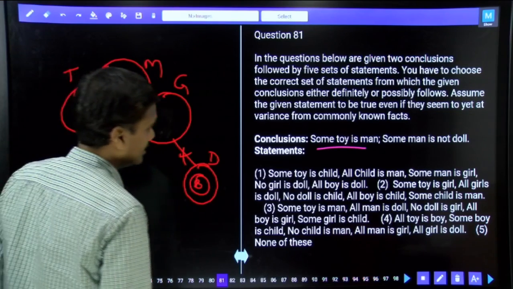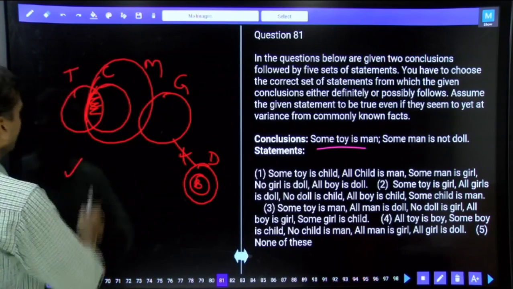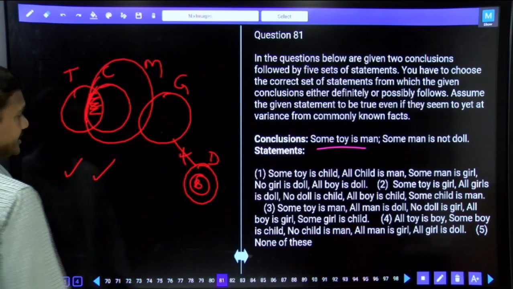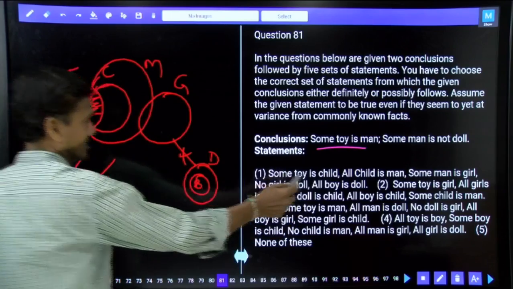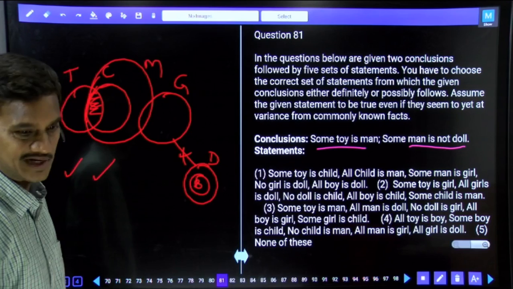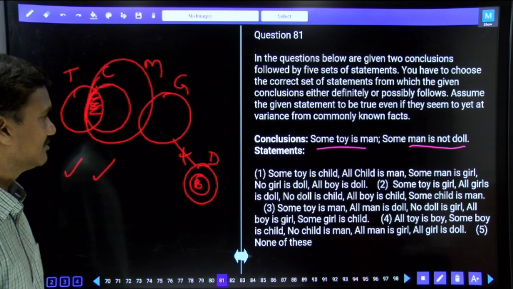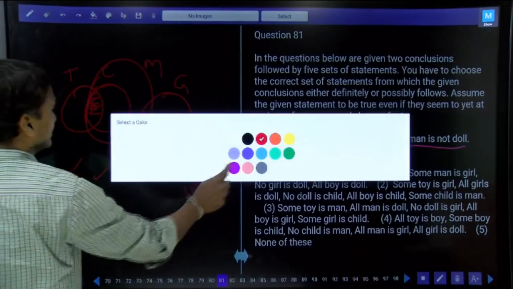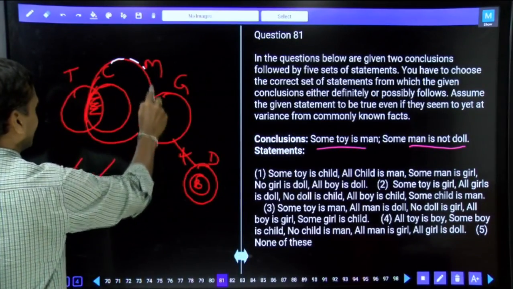And next one, some man is not doll. No man is a doll. Some man is not doll is also true. Now it is a negative conclusion. To make this one false, we need to go for an alternate diagram. What is the complementary pair here? All man is doll. All man is doll means this entire man must be part of doll.